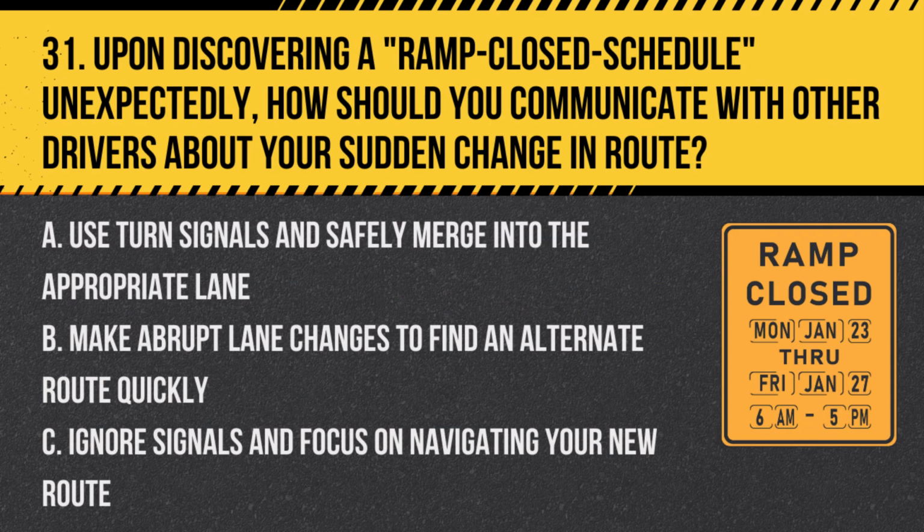Question 31. Upon discovering a ramp closed unexpectedly, how should you communicate with other drivers about your sudden change in route? A. Use turn signals and safely merge into the appropriate lane. B. Make abrupt lane changes to find an alternate route quickly. C. Ignore signals and focus on navigating your new route.